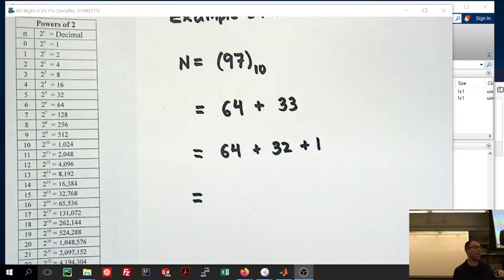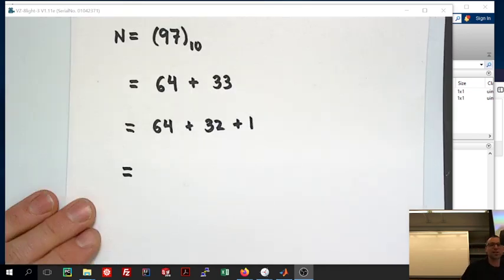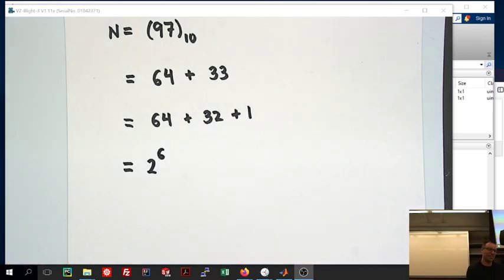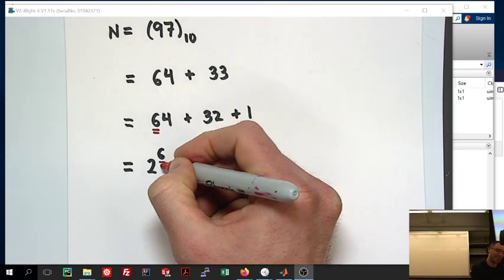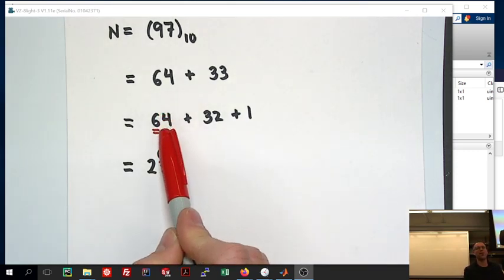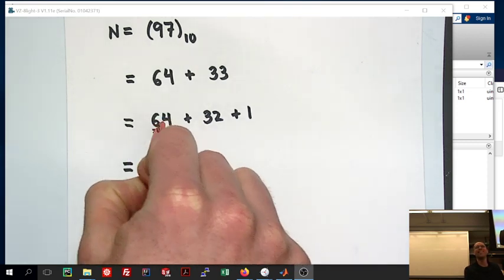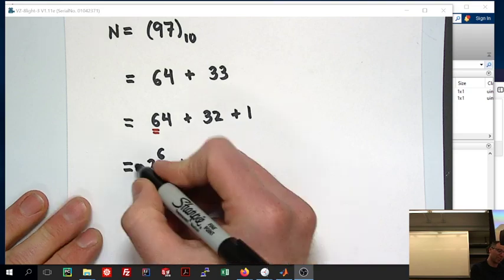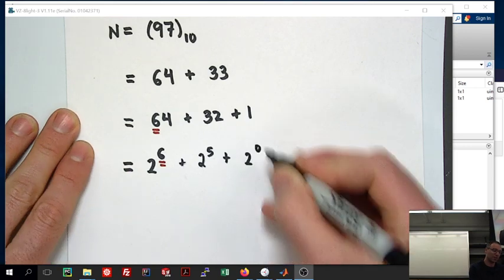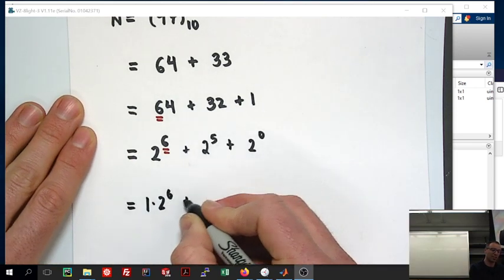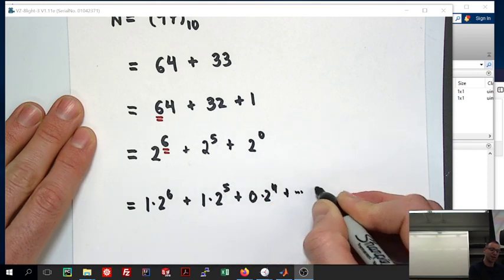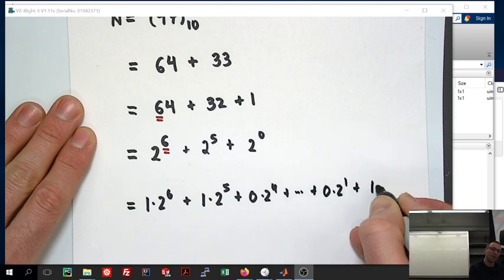Okay, so let's go real slow on that one. 64 is... This one makes me really smile because I get it for free. If I know that 64 is a power of 2 and I'm looking for the base, the power, it's literally the first digit in that number, right? Okay. So this is 2 to the 6 plus 2 to the 5th plus 2 to the 0, which is 1 times 2 to the 6 plus 1 times 2 to the 5th plus 0 times 2 to the 4th plus dot, dot, dot, dot, plus 0 times 2 to the 1st plus 1 times 2 to the 0.